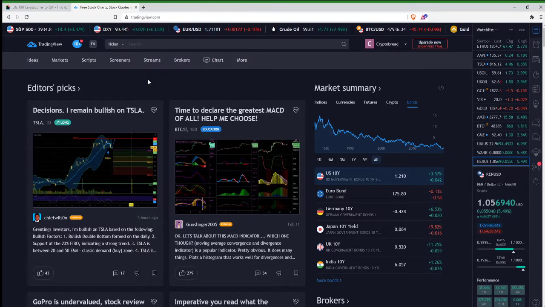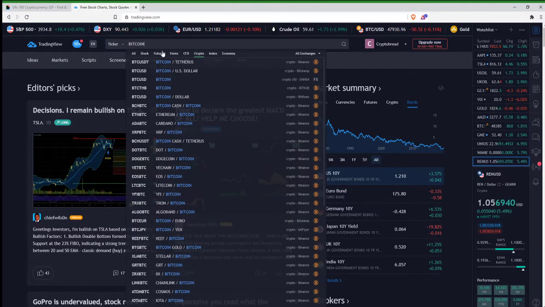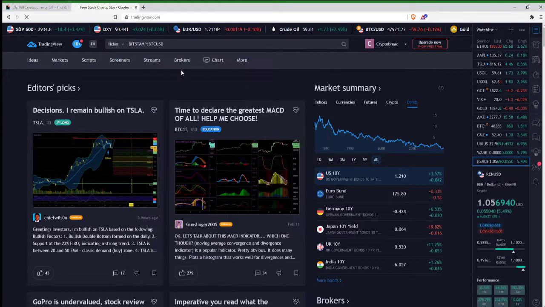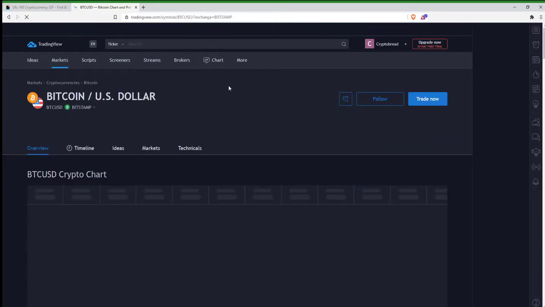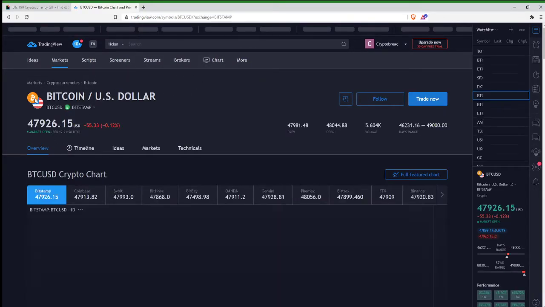So, all right. Let's say we were interested in Bitcoin. Here is where you can search a ticker to find more information. So we're going to type in Bitcoin here, just assuming that we don't know the ticker for this, but we know what it's called. So we're going to click Bitcoin US dollar pairing here, and we are navigating to this page.